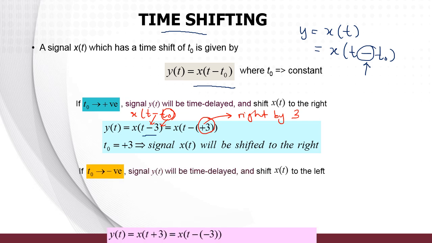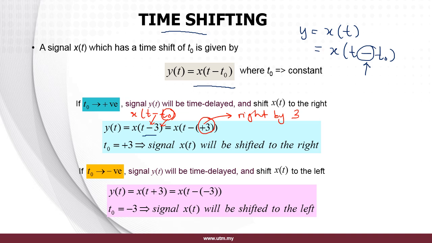Okay, when you have a signal equal to y(t) = x(t) + 3, you need to compare it to the general equation x(t - t0). In this case, it is equal to x(t) - (this is the original equation) - 3 to get positive. Okay, this is positive. So what is your t0? In this case, your t0 is minus 3. So when it is negative, the signal will be shifted to the left by 3.